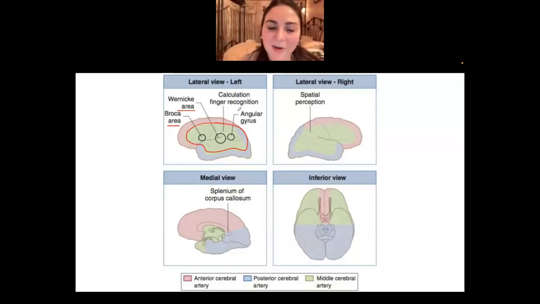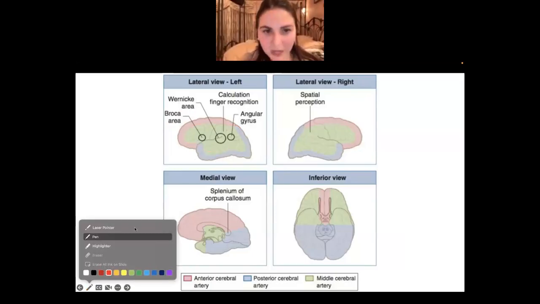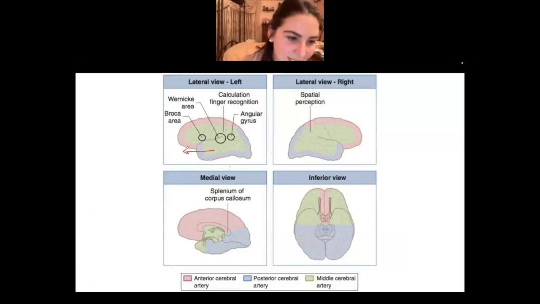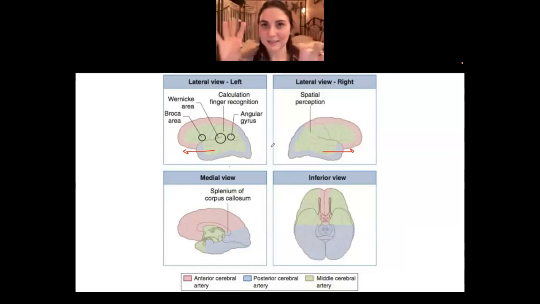But another thing, what I really wanted to do with this slide was to show you, this is going to be the left side. We're looking at the left hemisphere. This is the right hemisphere. The brain is not, what's that word? Symmetric. So for example, Broca's and Wernicke's are on the left hemisphere. Broca's and Wernicke's are not on the right hemisphere. So let's say you have a right-sided MCA stroke, you're not affecting Broca's, you're not affecting Wernicke's.